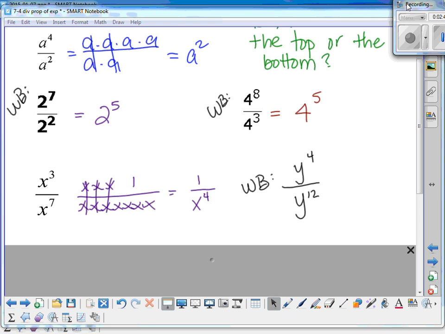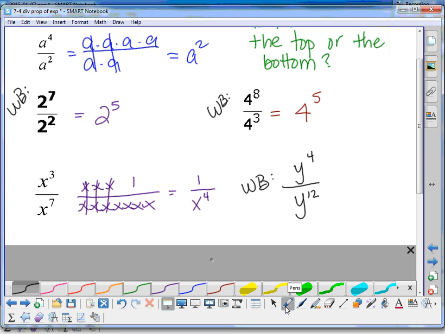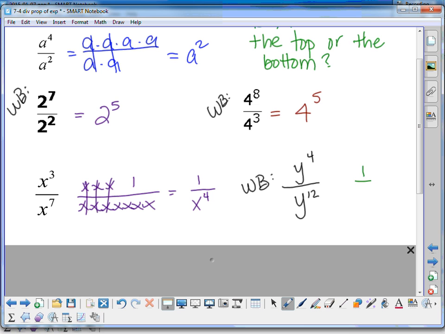Okay, so looks like you guys got that one too. There's more y's on the bottom. There's 8 more, so it's 1 over y to the 8th.